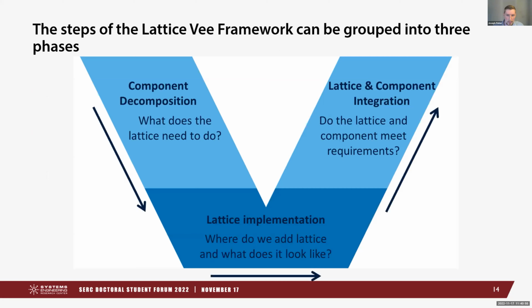Now, starting to actually talk about and show the framework a little bit. We group the steps into three sections. First, you're working through the decomposition of the component, where you're determining what it is that the lattice needs to do for you. At the bottom, you're implementing the lattice, determining where the lattice is going to go and what it's going to look like. That's really where the rubber meets the road of designing the lattice. And then you're going to integrate the lattice into the component and determine if it meets the requirements set.